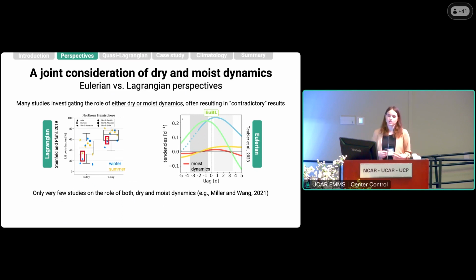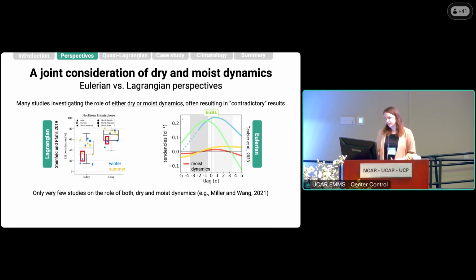On the left-hand side, we see the Lagrangian perspective, and this is a figure of Steinfeld et al. in 2019. It shows for different regions on the Northern Hemisphere the latent heat contributions on the y-axis in percentage, for 3-day and 7-day backward trajectories out of the blocking region. If you just focus on the 2 red boxes, which show winter and summer, the latent heat contribution for blocking over Europe varies between 20 and 40% for the 3-day backward trajectories, and from 60 to 70% for the 7-day backward trajectories. So based on this perspective, we would conclude, okay, moist processes played an important role here.